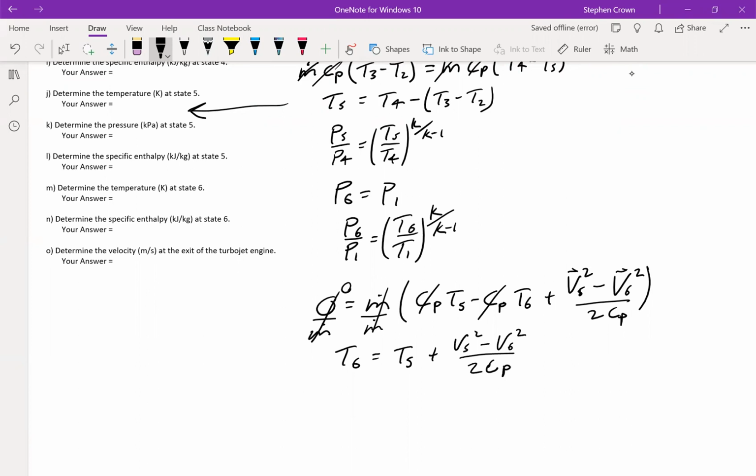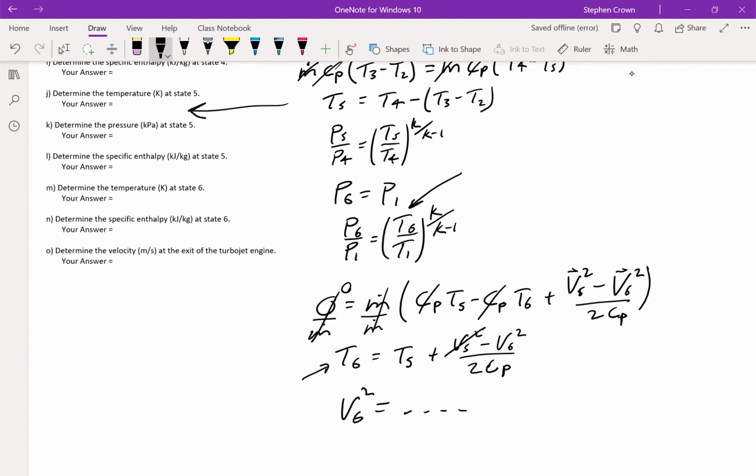Like before, V5 is much, much smaller than V6, so we can neglect it in comparison. It's slow velocity inside the engine, and then it accelerates to high velocity coming out. So we end up with just V6 squared over 2 Cp. We already found T6 from this relationship, and then we use T6 to solve for V6. First we solve for V6 squared, and then take the square root of both sides. I'll leave that up to you, just some simple algebra again.